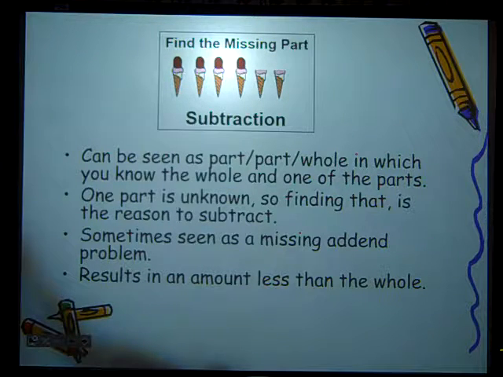6 students. Very good. What part do I know? 2 of them are girls. How would I find the missing part or the number of boys? Subtract the whole, 6 students, minus the 2 girls to give me my 4 boys, the missing part.